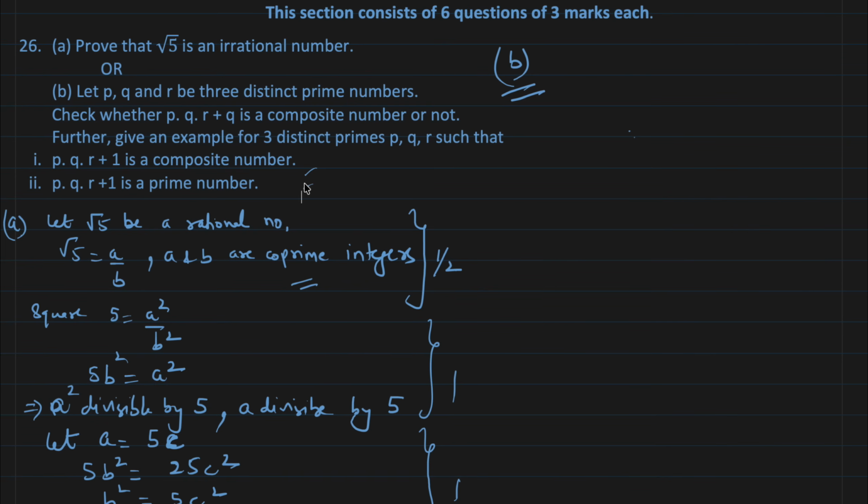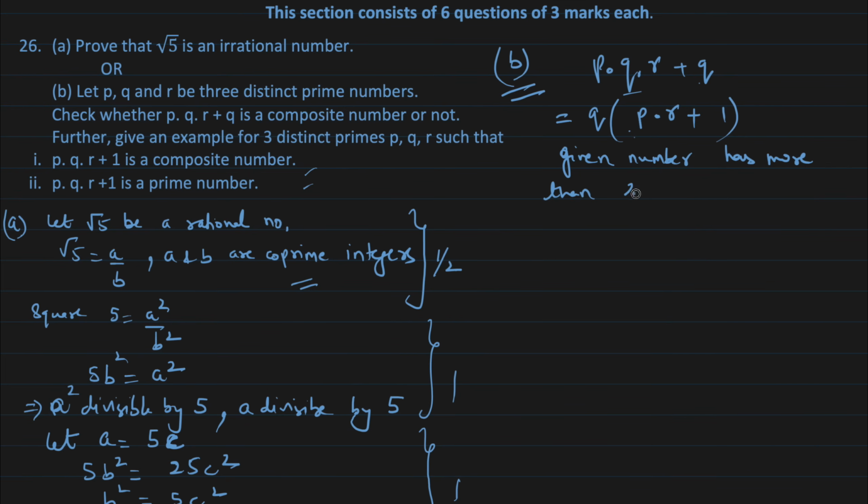Okay, let's begin with this. So you have been given p·q·r + q. Can I take q common from this? So the given number has more than 2 factors. You can see there are 2 factors, q is there and this is also there, right? So hence it is a composite number.